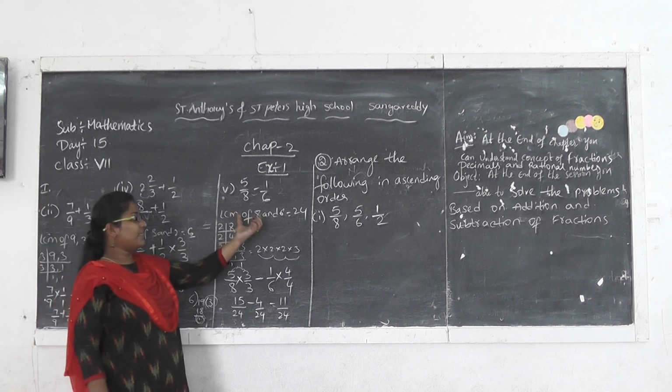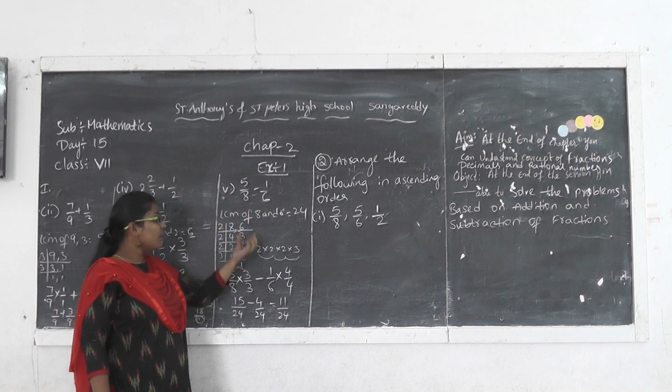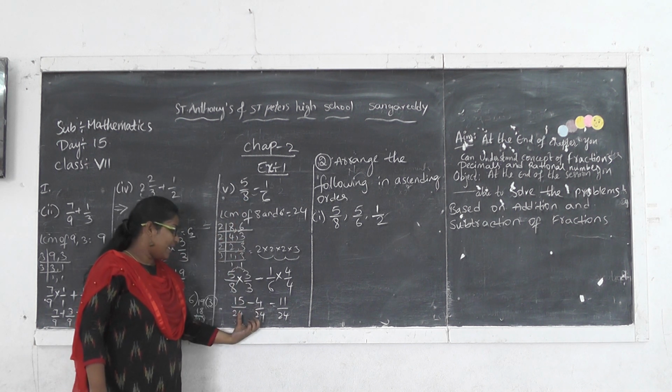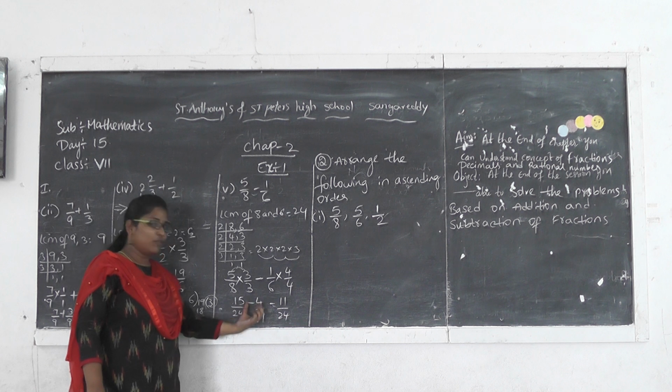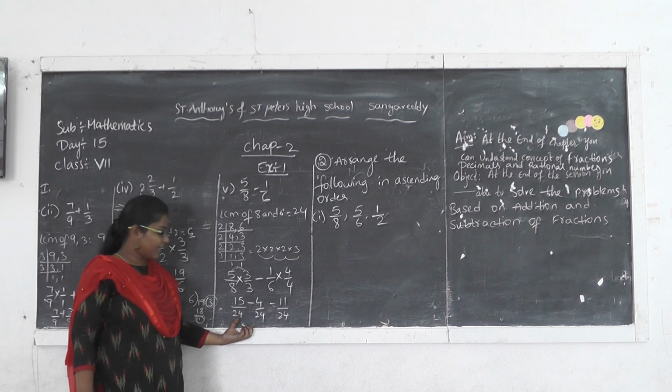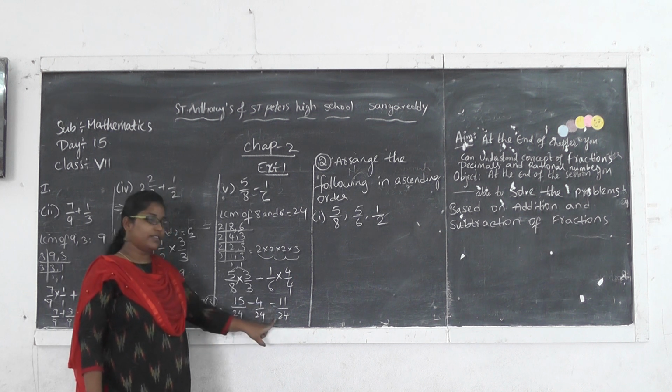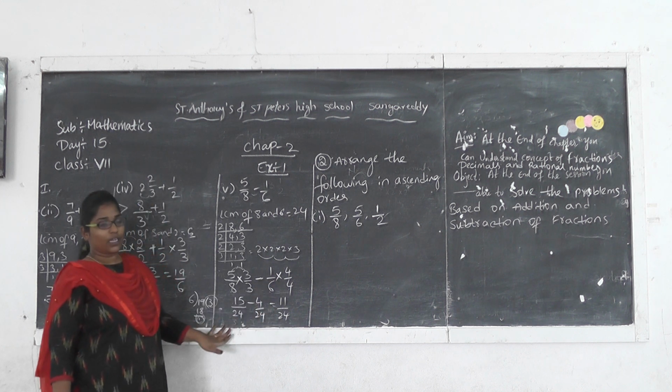If they are unlike fractions, take the LCM. After taking the LCM, convert those fractions into like fractions. So here we converted 15 by 4 minus 4 by 24 into like fractions. After converting to like fractions, subtract the numerators, and the denominator should remain the same. Are you able to understand?